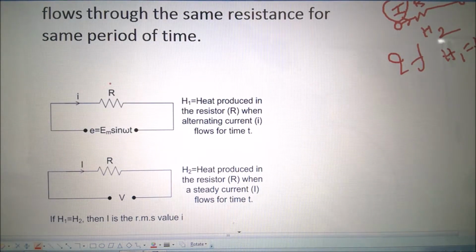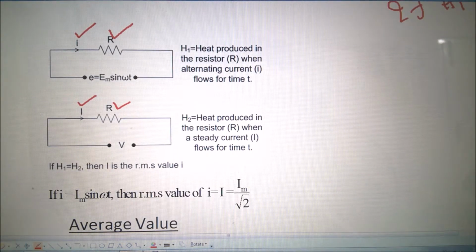This is the same interpretation I am showing here. Here I am showing the resistance R, and an alternating current I flowing through it for a time period of T, and in another circuit I am showing the same resistance, and here a steady current is flowing through it and producing the heat H2. Now if H1 and H2 are both the same, then I is the RMS value of the alternating current. That is the definition.